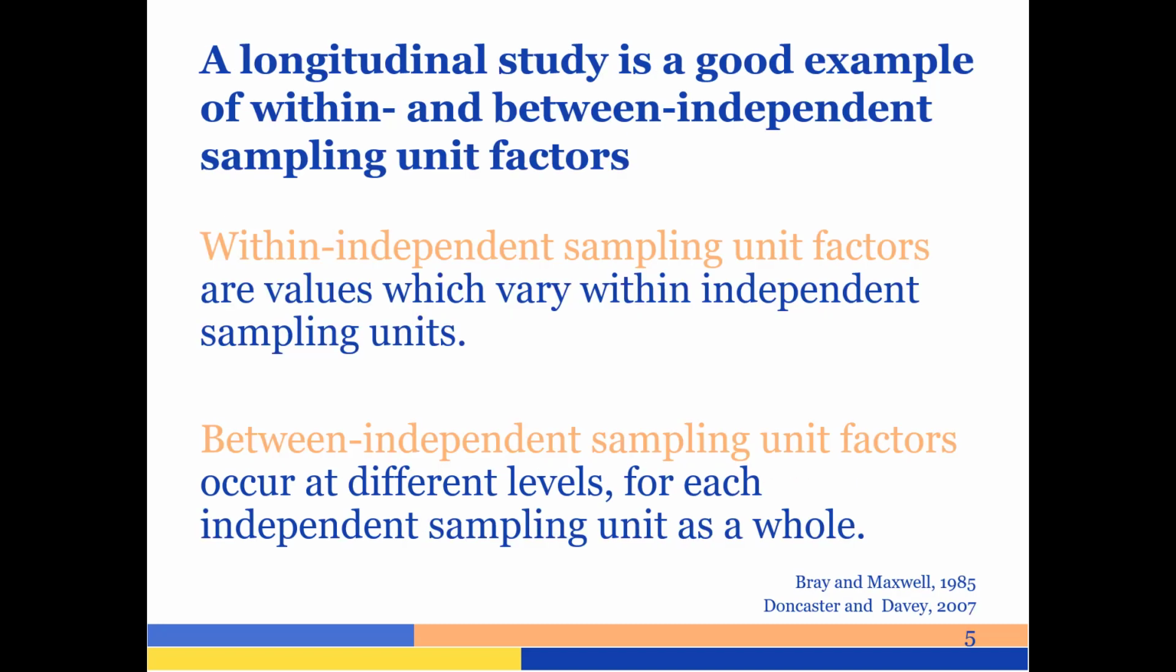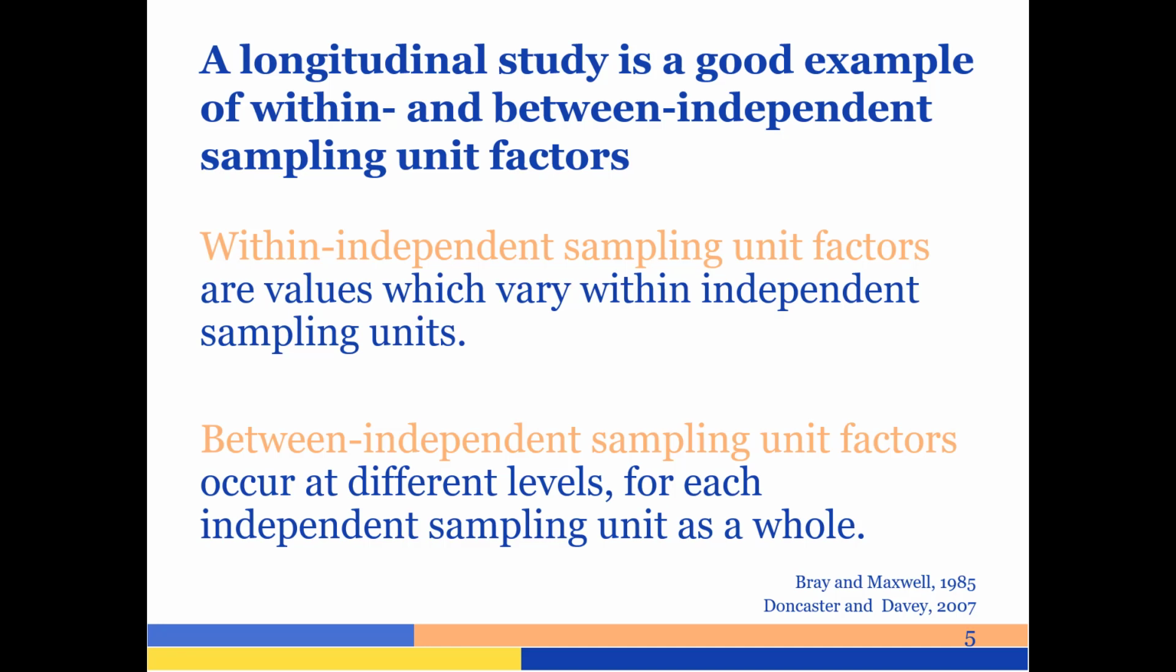Longitudinal studies typically have both within and between factors. Within factors are those measurements or observations which vary within the person or independent sampling unit. For example, we've talked about time. If a study has a factor of time, then the repeated measures, which could be collected at 0, 3, 6, 9, and 12 months, for example, are a within factor, as the same independent sampling unit is measured repeatedly.